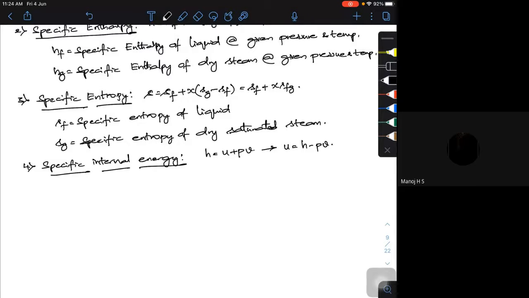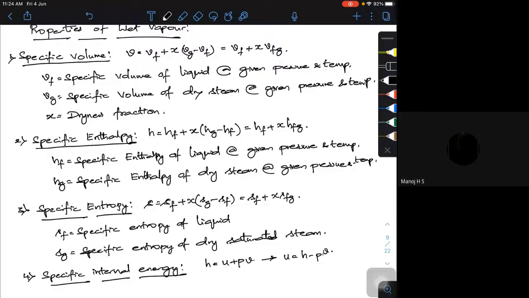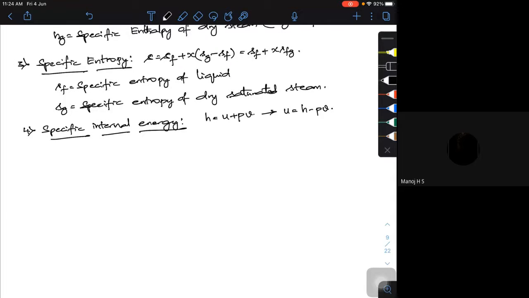It is not available, but you can calculate it only by this particular formula. Okay, this is about the properties of wet steam. What are the things we can find? Only specific enthalpy, specific entropy, specific volume, and the last one is the specific internal energy.